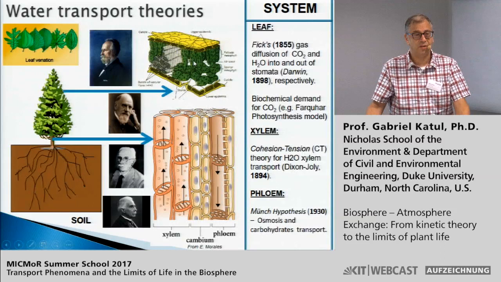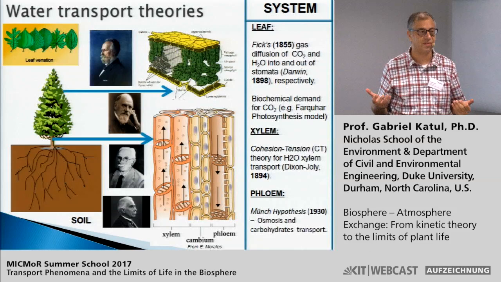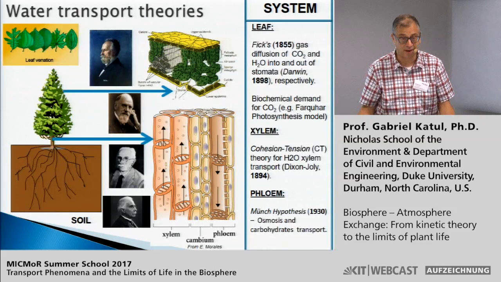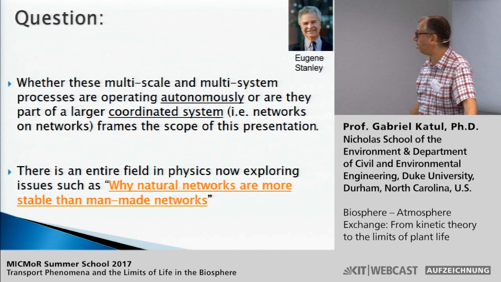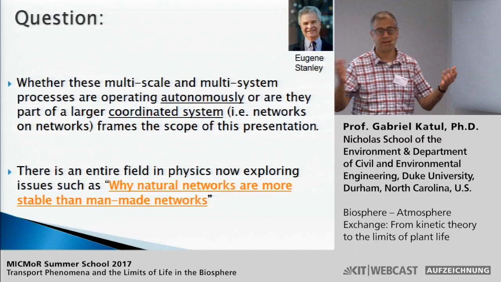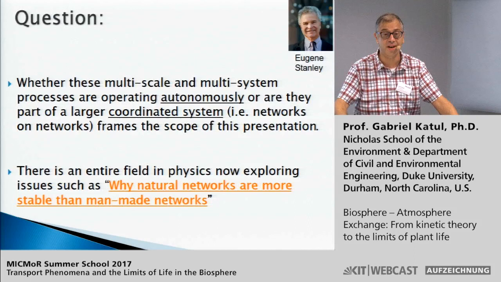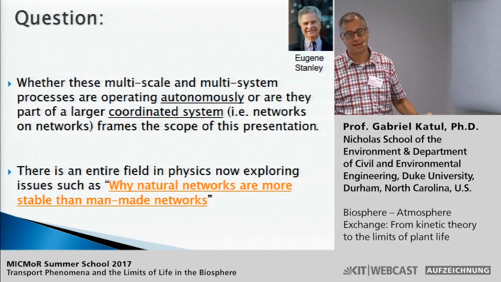So clearly, if we want to think of a general theory for water movement in plants, we have to almost couple these processes. And that is an important question. Are they really coupled, or are they really operating autonomously? And that's an interesting problem on its own. It has been recognized in physics for some time that when you have networks on networks, and that goes for power grids and many other types of networks, the resilience diminishes. Because if something goes wrong with one network, all the other connected networks might actually collapse.